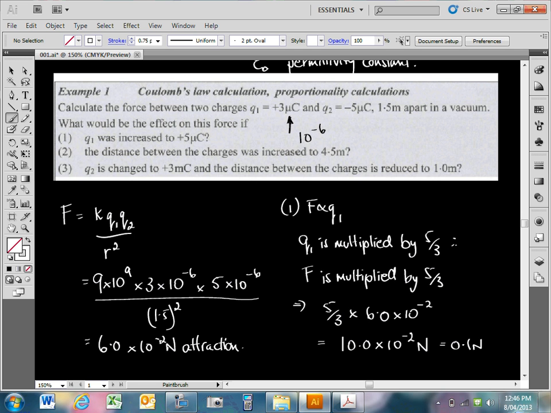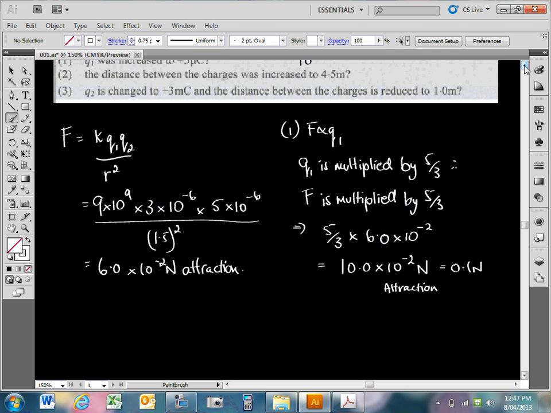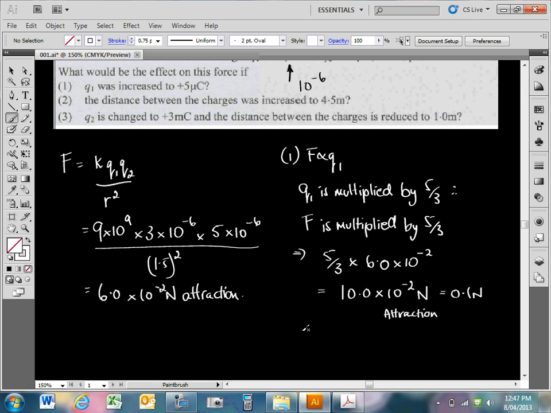I've missed something. What is it? Attraction. You have to give the direction. I better leave that up there. Question 2. The distance between the charges was increased to 4.5 meters. So if I change this 1.5 to a 4.5, what do I have to do to it?